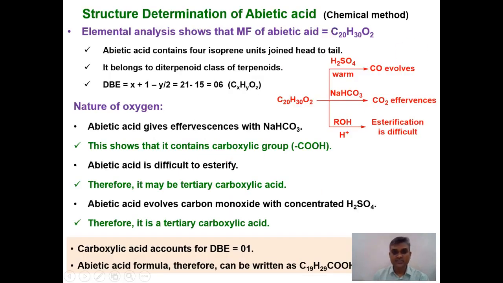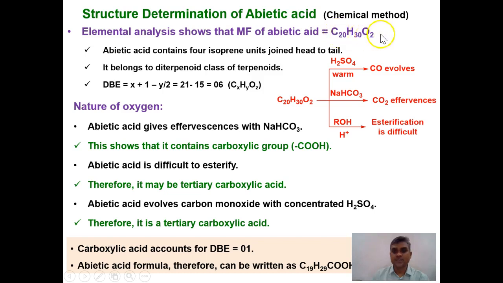Now let us discuss the structure of abietic acid on the basis of chemical methods of analysis. Elemental analysis has shown that the molecular formula of abietic acid is C20H30O2. From this molecular formula we get a lot of information about the structure. Since it contains 20 carbon atoms, it means that there are 4 isoprene units, and according to the special isoprene rule, these 4 isoprene units may be joined through head to tail linkage. Since it contains 4 isoprene units, it belongs to the class of diterpenoid molecules.